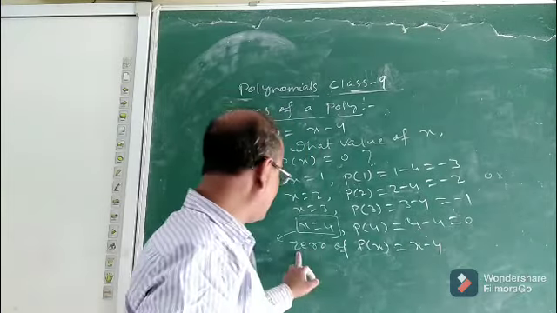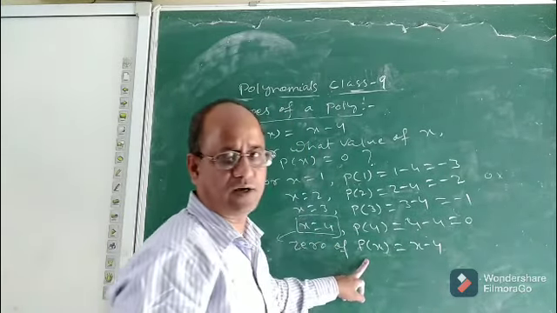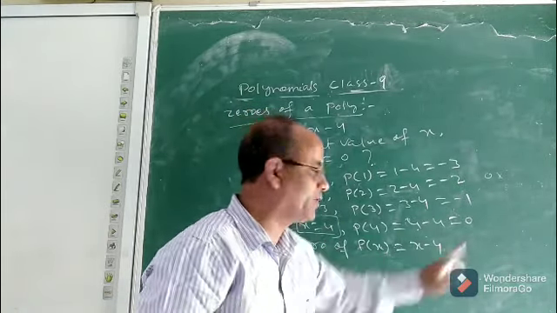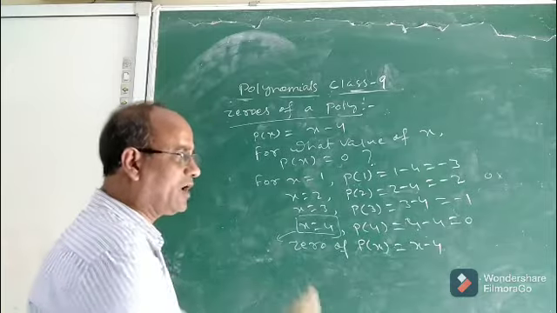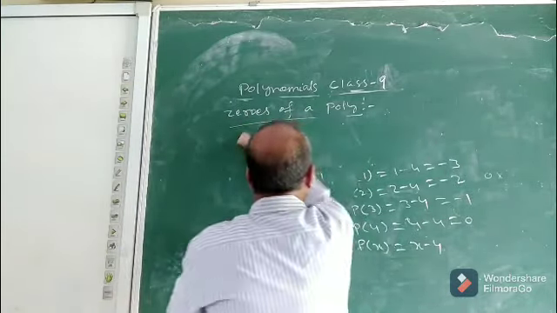x equal to 4 is a zero of this polynomial. Why? Because for x equal to 4, the value of this polynomial is 0. Okay. So now you can define it mathematically. I am giving you another example so that you will understand.